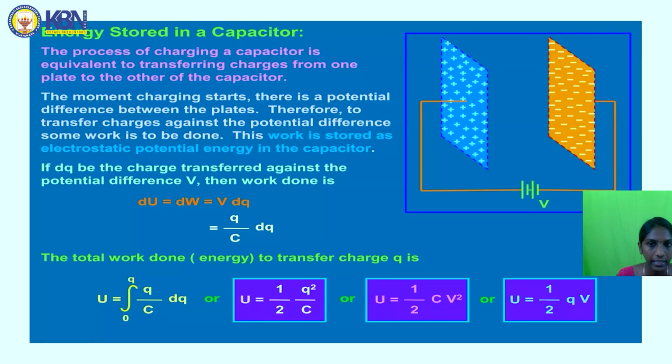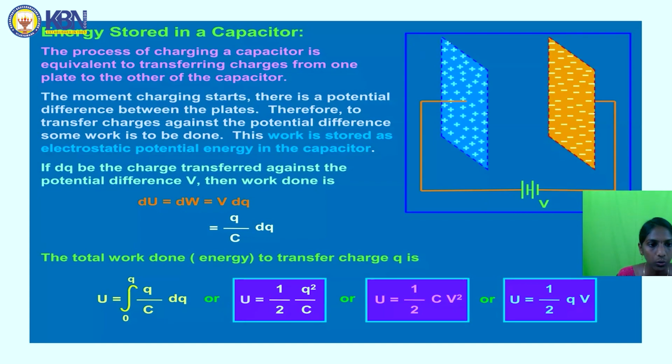Energy stored in a capacitor. The process of charging a capacitor is equivalent to transferring the charges from one plate to the other of the capacitor. The moment charging starts, there is a potential difference between the plates. Therefore, to transfer charges against the potential difference, some work is to be done. This work is stored as electrostatic potential energy in the capacitor.